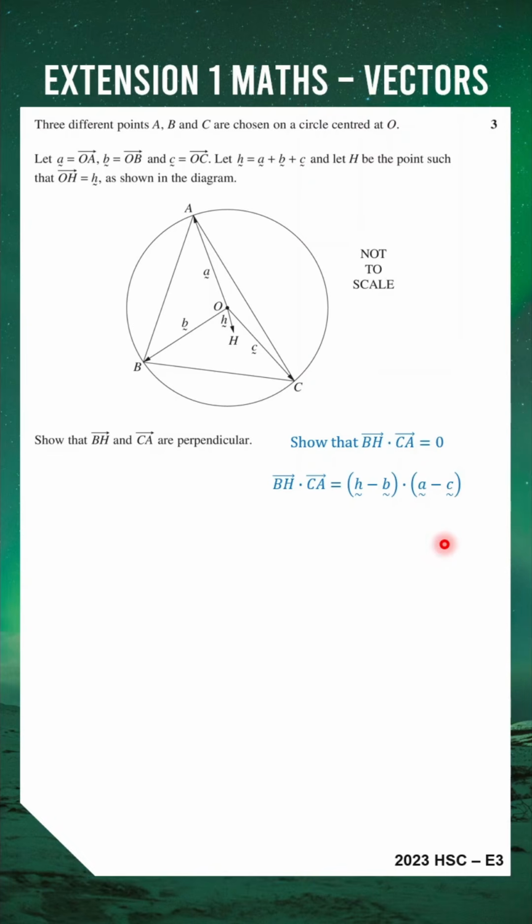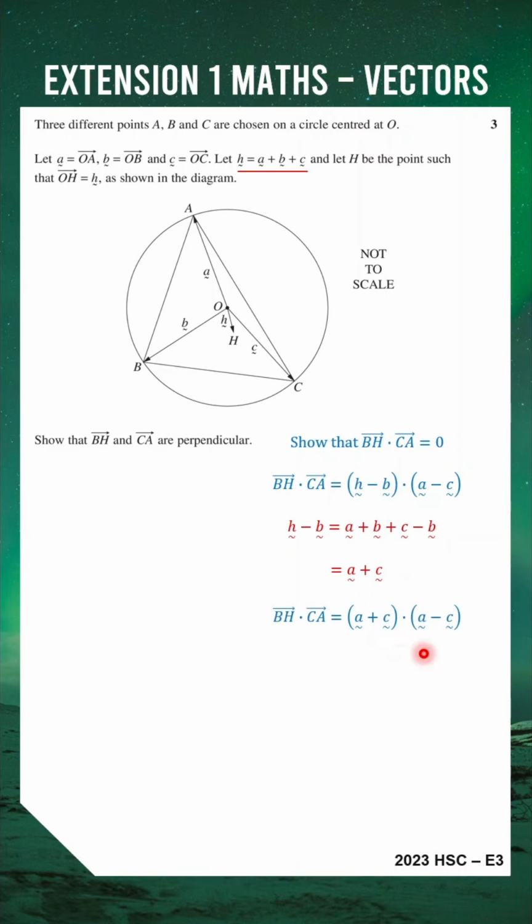Okay, now we're going to get really tricky because we're going to go back to the question and say, hang on, H is just A plus B plus C. So if I do H minus B, well, I'm going to do A plus B plus C minus B. So those two B's are going to cancel each other out and leave us with A plus C. Now this is really useful because we can go back into here and change this to be A plus C.